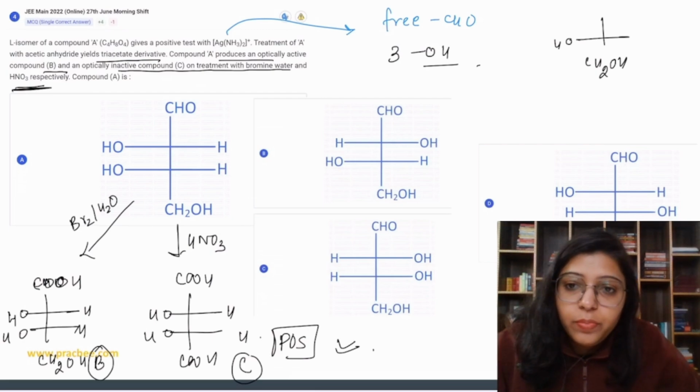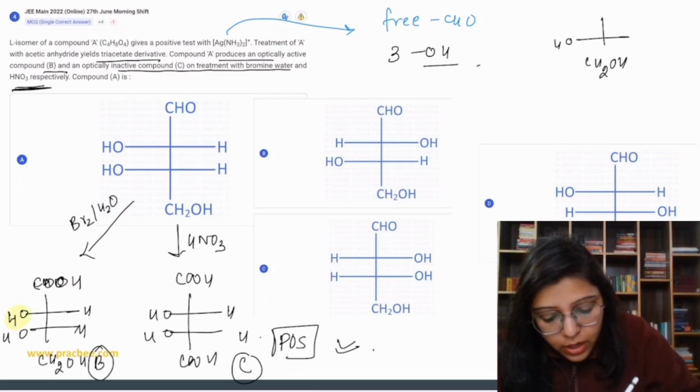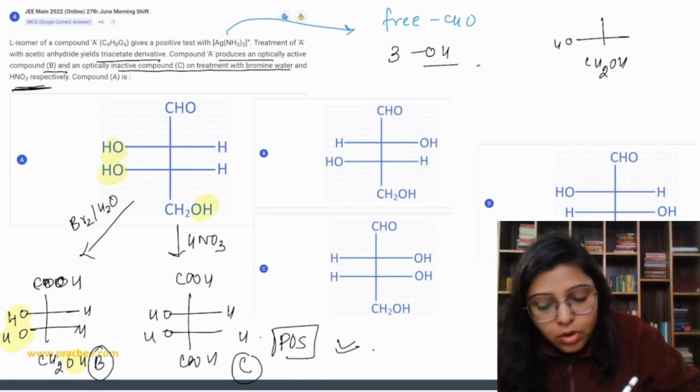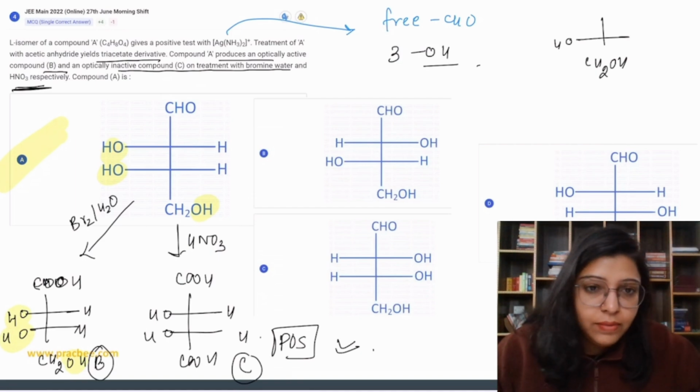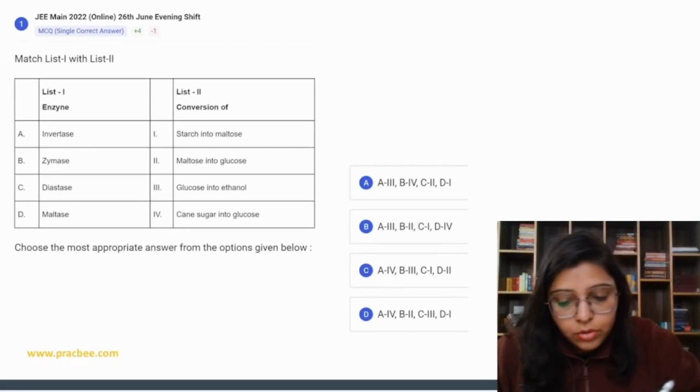Do we have 3 OH groups? Yes, we have 3 OH groups. 1, 2, 3. Right? 1, 2, 3 OH groups. So it means option A is the correct answer. So in that way you have to check. Now moving on to the next question.